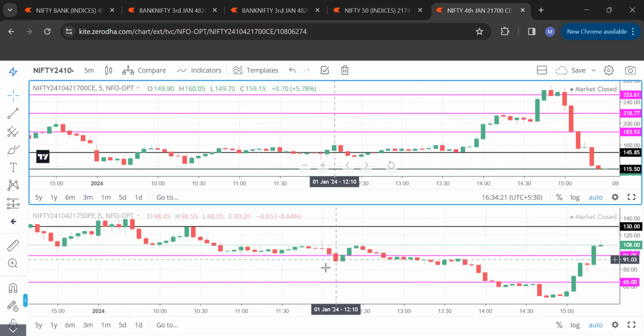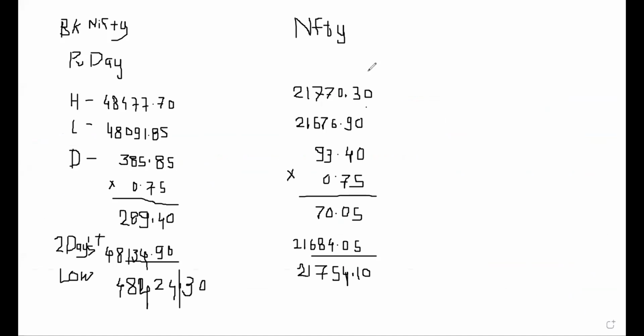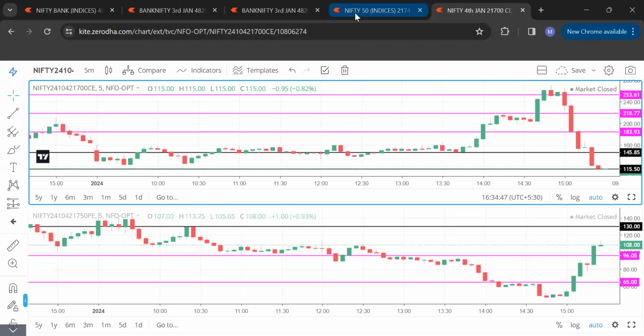Here also, if you see the same thing, yesterday's high was 21,770. Yesterday's low was 676. The difference was 93. This you could check from your own charts. I use Zerodha. 93.40 multiplied by 0.75. The difference was 70.05. And the low of the day, today's low, was 684. Let me show you the low. 684.05. That was the low.